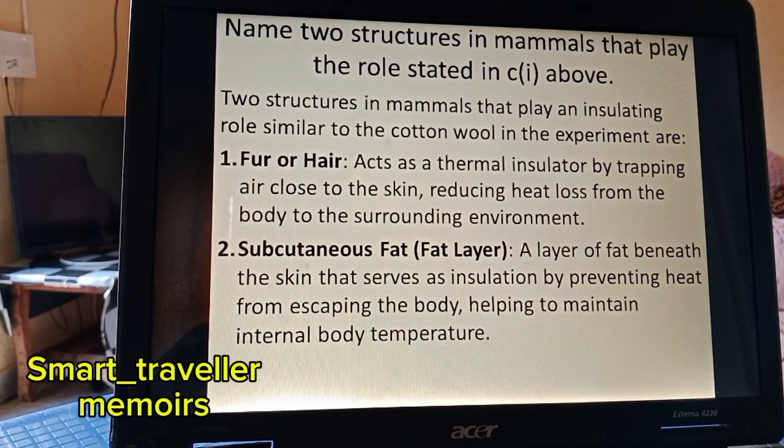The structures in mammals that play an insulating role similar to the cotton wool are fur or hair, which acts as a thermal insulator by trapping air close to the skin, reducing heat loss from the body to the surrounding environment. Subcutaneous fat, or fat layer, is a layer of fat beneath the skin that serves as insulation by preventing heat from escaping the body, helping to maintain internal temperature.